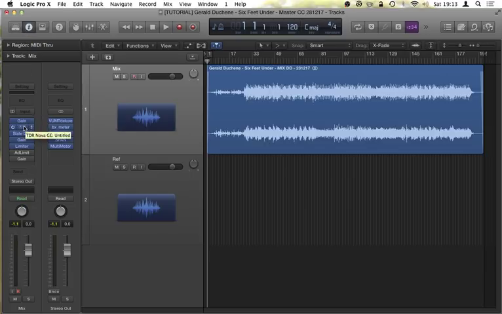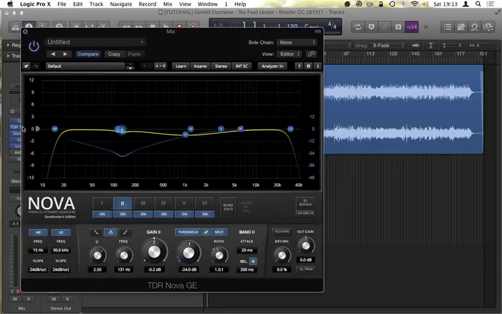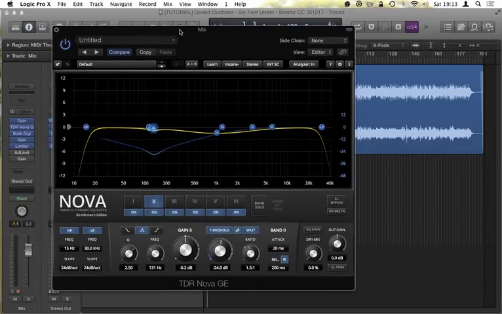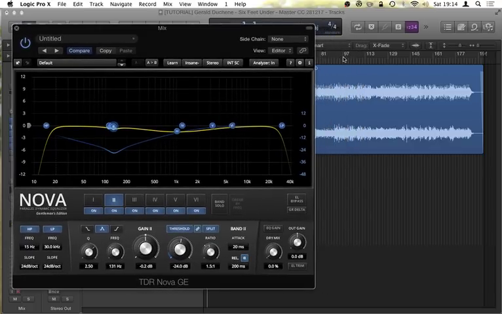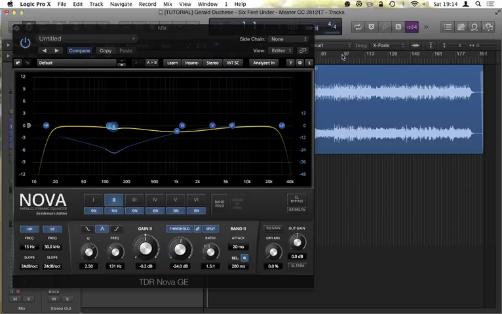Now, this EQ that I'm using, TDR Nova, it's a very special one because it's not just an EQ, it's a dynamic EQ. So to best demonstrate that, I might as well just play a part of the song. So let's come over to here. This is a great song, by the way.